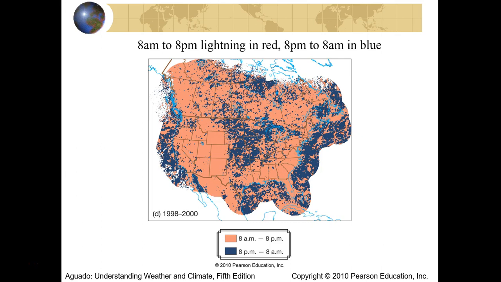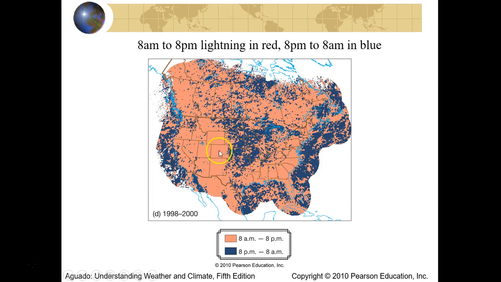This is just a map showing you on a given day how temporal patterns work for lightning. And generally we could see over land that most of the lightning occurs during the daylight hours when you've got a lot of convectional heating. That surface heating is what really destabilizes.